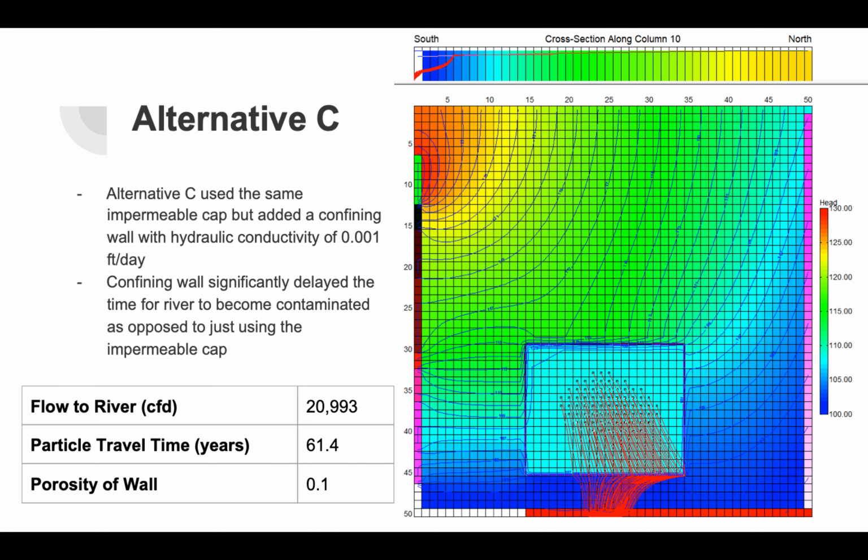So in alternative C, we use the same impermeable cap as the previous alternative, but this time we added a confining wall with a hydraulic conductivity of 0.001 feet per day, and it had a porosity of 0.1. This confining wall did help with the time it took for the particles to contaminate the river. It took 61 years for the particles to go from the landfill into the river, but they still reached the river eventually, so this needed to be addressed before it could be considered an alternative to remediate the site.